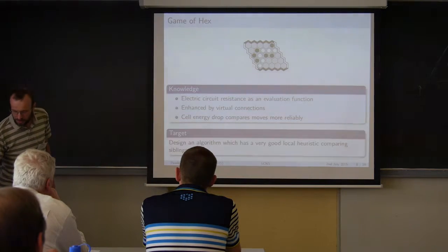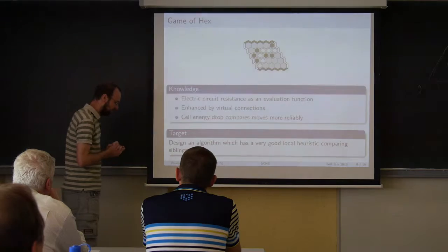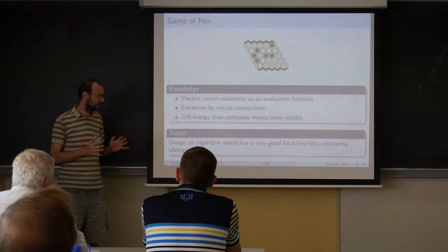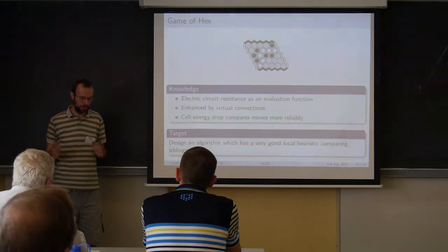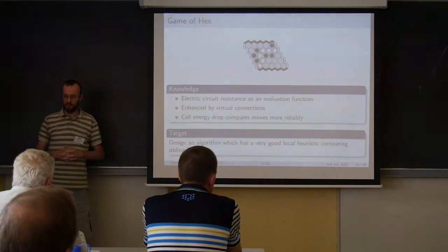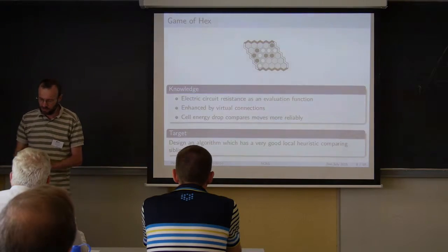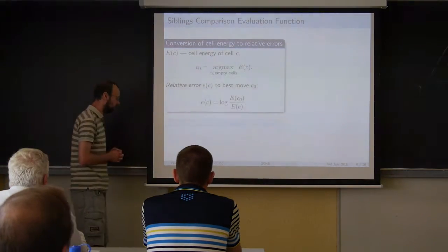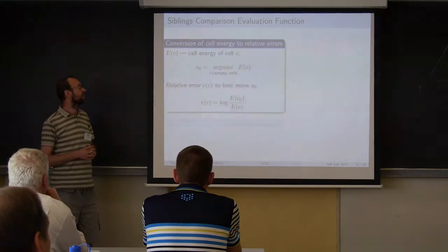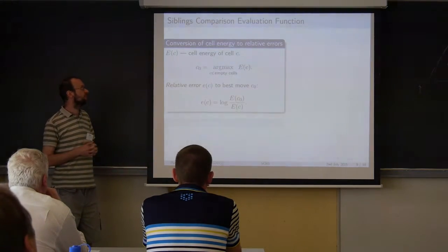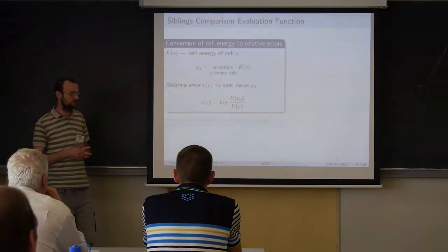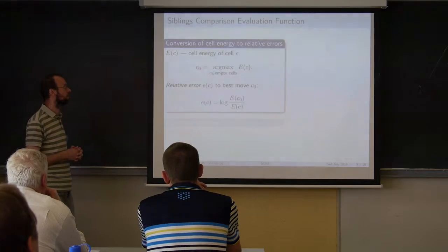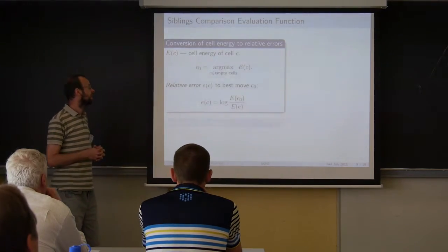So we try to design an algorithm which has just a very good local heuristic, comparing only siblings. And how to do it? We did it by introducing a special, strange-looking evaluation function, which we gave a name: siblings comparison evaluation function.